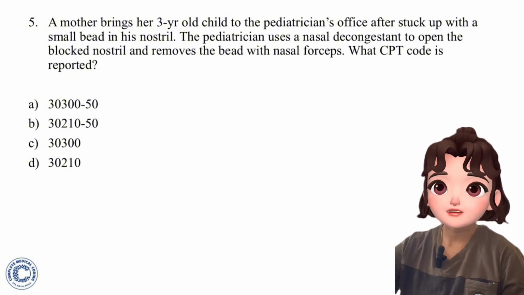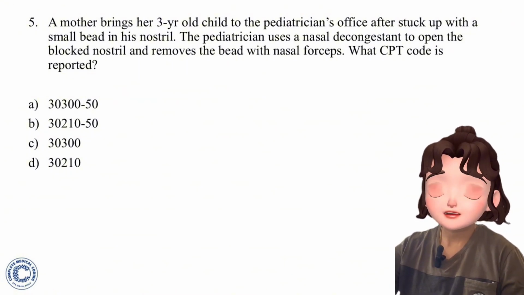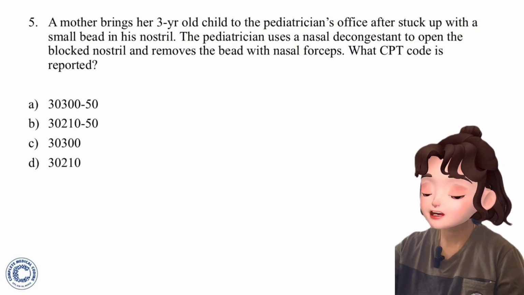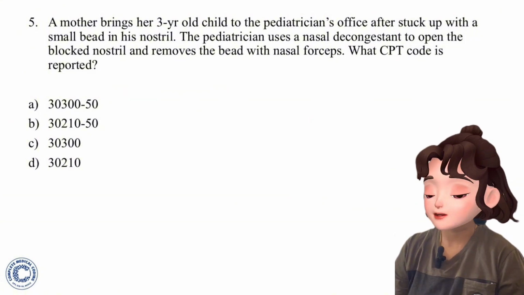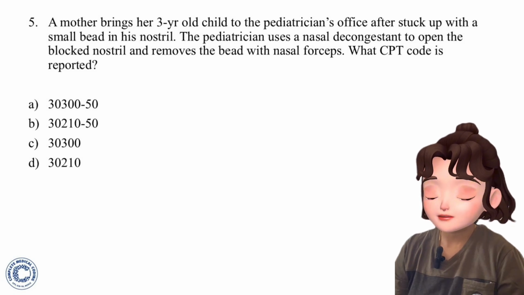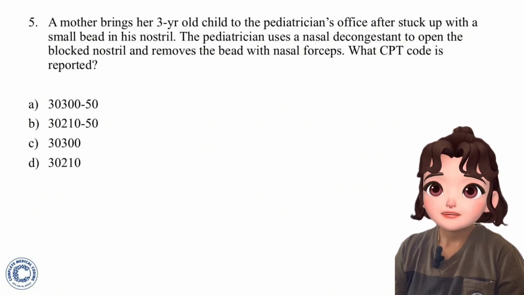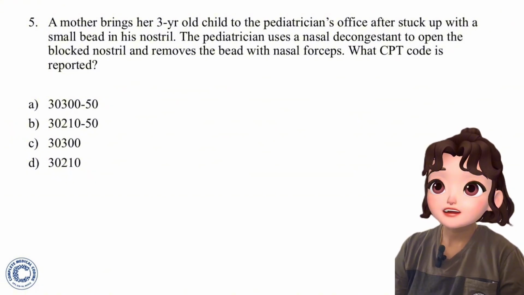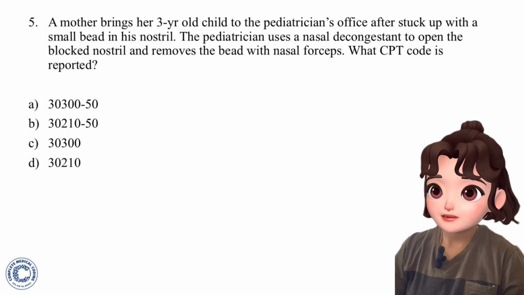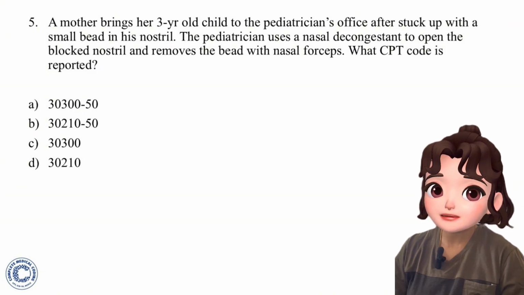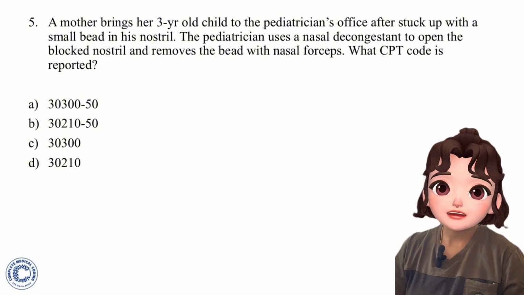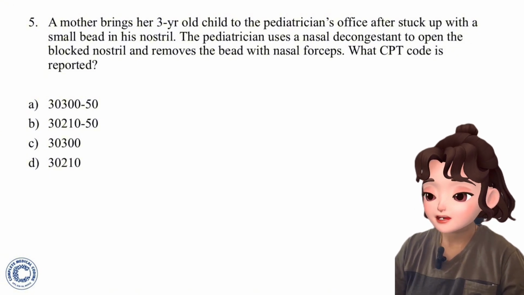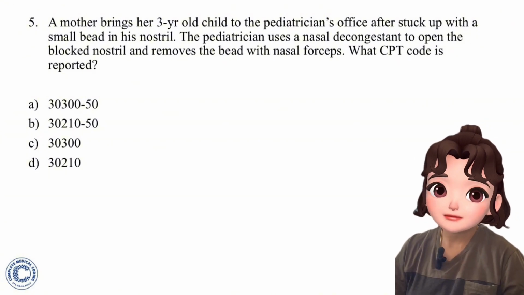Only 2 codes are mentioned in the options. One is with modifier bilateral and one is without modifier. Let's look into those 2 codes, 30210 and 30300. What is 30210? 30210 is displacement therapy, provides type. No displacement here, so that is wrong. This is a simple question. What is 30300? 30300 is the removal of foreign body, intranasal, office type procedure. Here the patient is in the pediatrician's office, and the procedure is removing the bead, which is a foreign body. So we got the correct code, 30300.